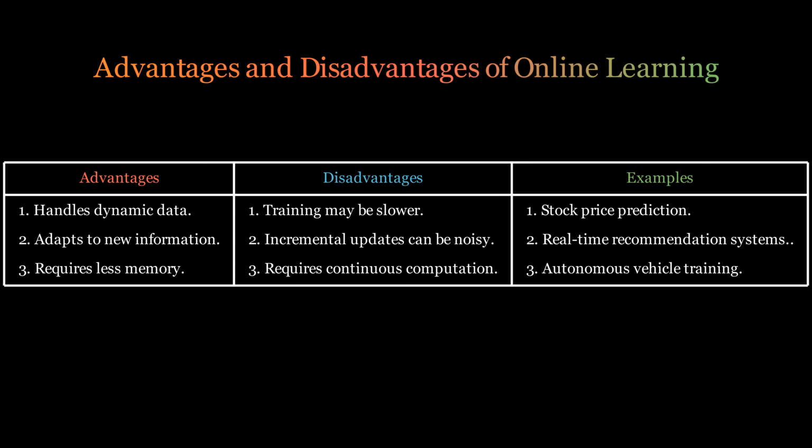Online learning is often used in applications such as stock price prediction, real-time recommendation systems, and autonomous vehicle training, where data changes over time and requires frequent updates.